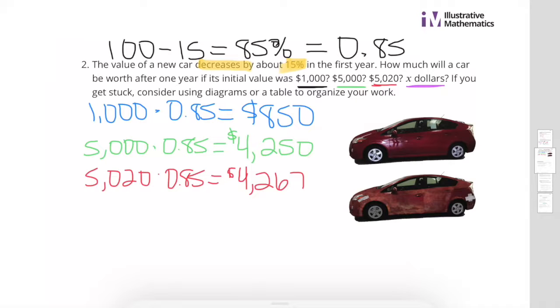And then we have for X dollars. So it'd be our dollars times our decimal, which would simplify as 0.85 times x.